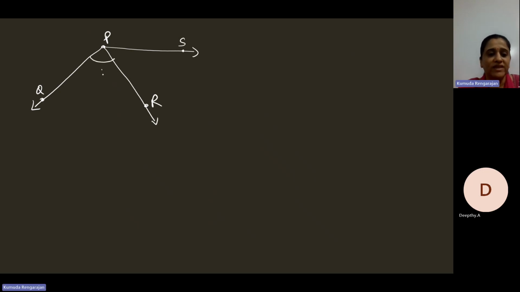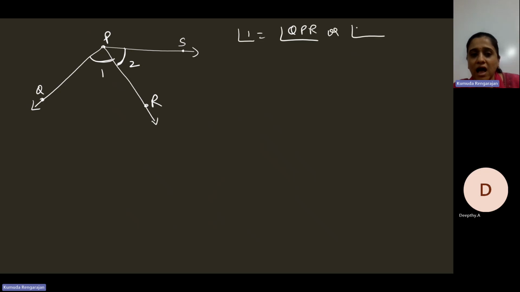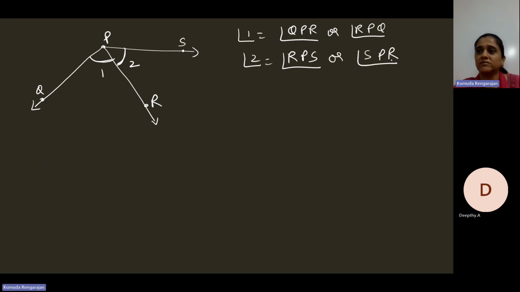So we have to check if this angle and this angle are adjacent angles. What is angle 1? Angle 1 is angle QPR, or angle RPQ. And what about angle 2? It's angle RPS or angle SPR. Now, we have to check if angle 1 and angle 2 can be called adjacent angles.